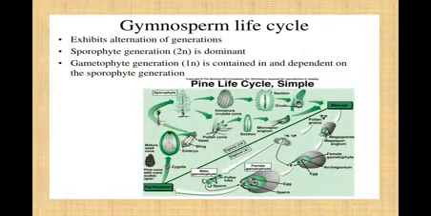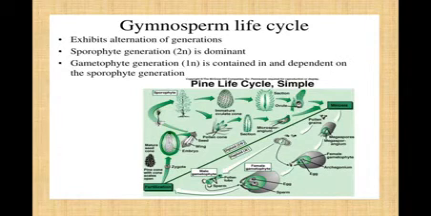Gymnosperms life cycle. They exhibit alternation of generations. As we all know, alternation of generations is the changing of two generations, either the changing of gametophyte generation with the sporophyte generation, or the sporophyte generation with the gametophyte generation. In gymnosperms, the sporophyte generation is diploid and it is dominant, while the gametophyte generation is haploid and it is dependent on the sporophyte generation.